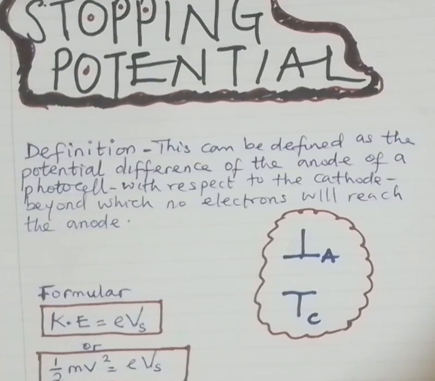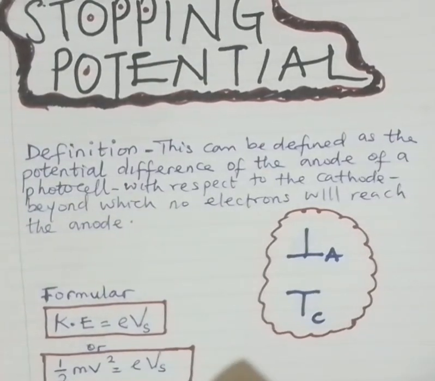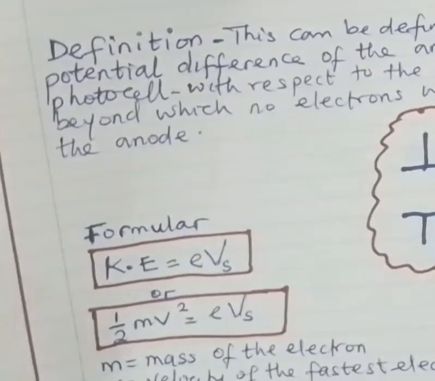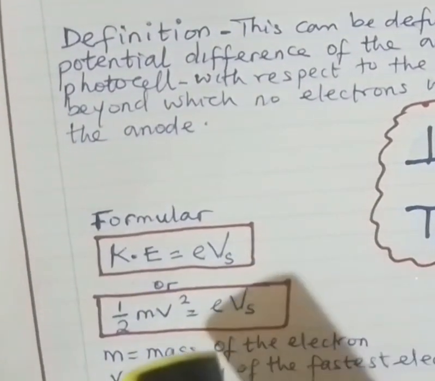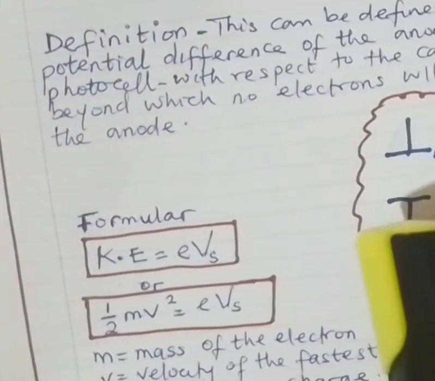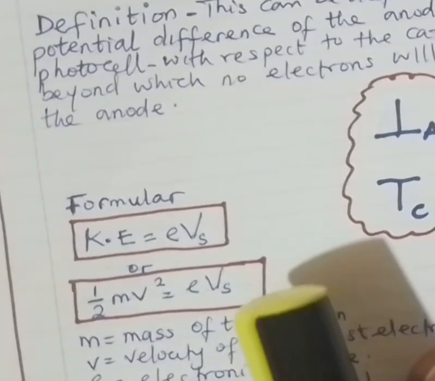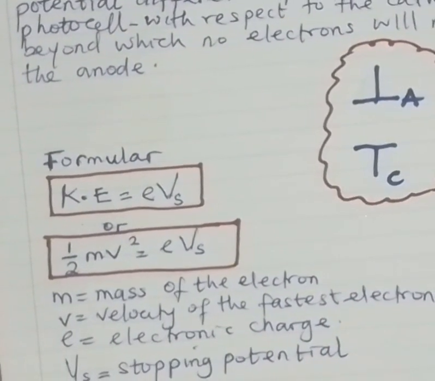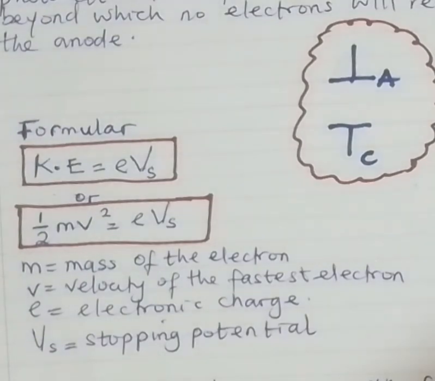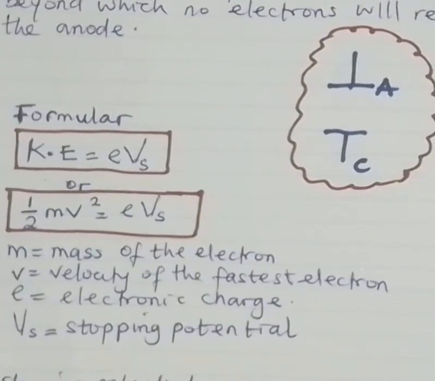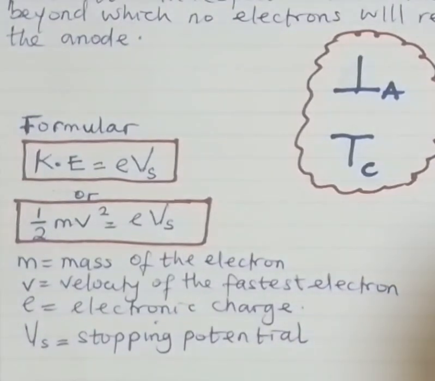Because the kinetic energy of electrons will depend on the stopping potential, and it's given by this formula. KE is equal to eVs. Now, e is the electronic charge. I know that the formula for kinetic energy is half mv squared, where m is the mass of the electron, v is the velocity of the fastest electron, e is the electronic charge, and Vs is the stopping potential. So the symbol of stopping potential is Vs. Then m is the mass, and KE is half mv squared.